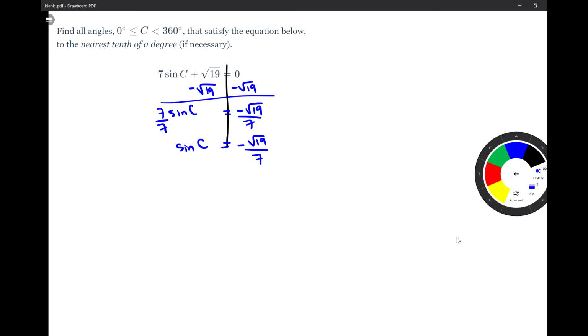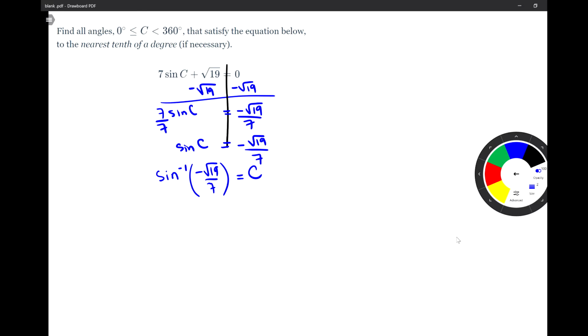However, I'm not done yet because what I want to look for is the angle C, not sine of angle C. So in order to find the angle C, I need to find the inverse of sine. So next I have sine to the negative 1 of negative square root 19 over 7 equal to my angle C. If you put this into your calculator, first thing you need to make sure is which mode your calculator is in. It can be in radians or it can be in degrees. Okay, so in this case I will work based on degrees.